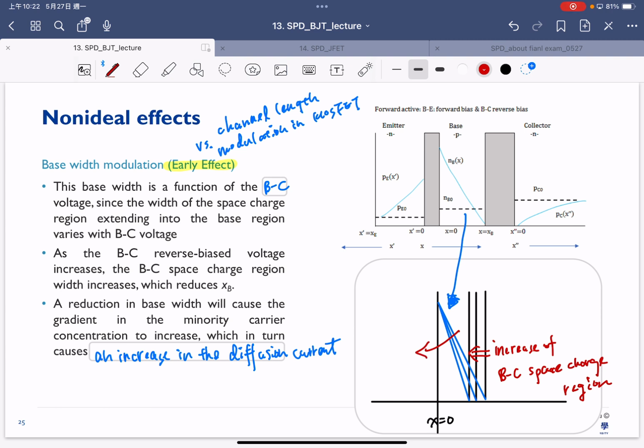So we will have the minority concentration gradient increase. And once you have the concentration gradient increase, that will lead to the increase of the diffusion current here.